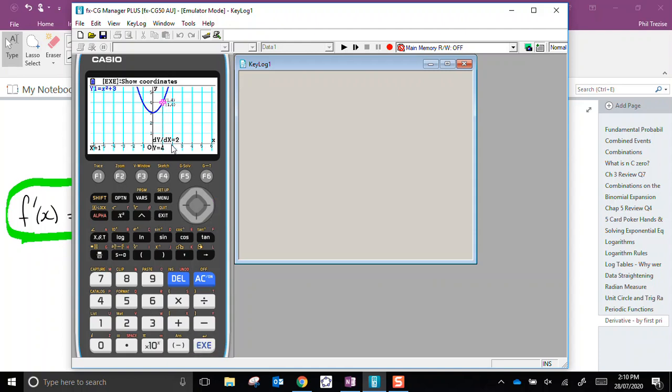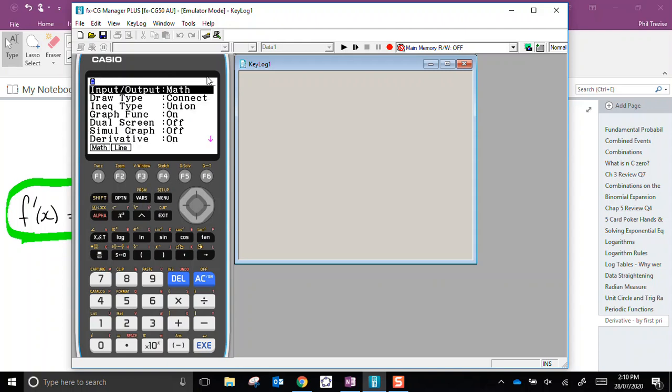Do you notice that I've got my calculator here set to show the derivative? The derivative at that point equals 2. That's what we thought it did. I can control that from the setup menu. When I'm on the setup menu here in the graphs, I can have derivative on or off.